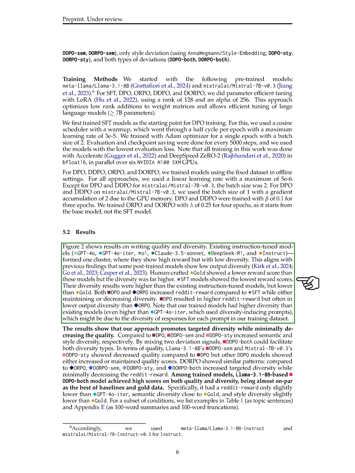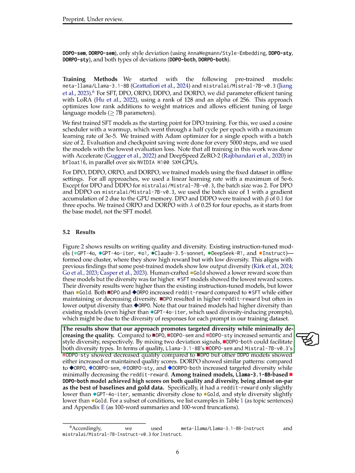Notably, our trained models exhibited higher diversity than existing models, likely due to the varied responses in our training dataset. Our approach effectively promoted targeted diversity while only slightly reducing quality. DDPO models increased semantic and style diversity, and the DDPO both model combined both types of deviations. In terms of quality, some DDPO models showed decreased quality compared to DPO, while others maintained or improved quality. DORPO models followed similar trends, increasing targeted diversity with minimal impact on rewards.